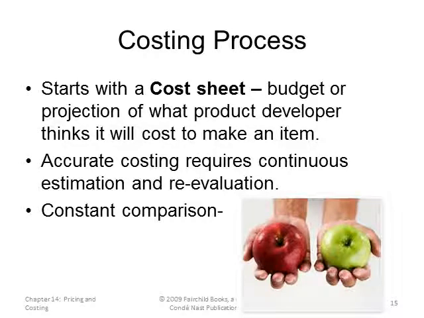The costing process will start with a cost sheet, which is essentially a budget or projection of what a product developer thinks it will cost to make an item. So accurate costing requires continuous estimation and reevaluation. So there's constant cost comparison between sourcing places, for example, your trim or your fabrics or labor. There's always going to be reevaluation based on budget.